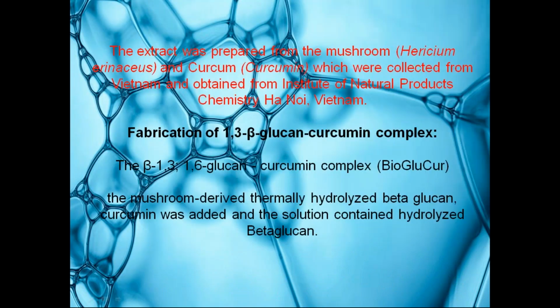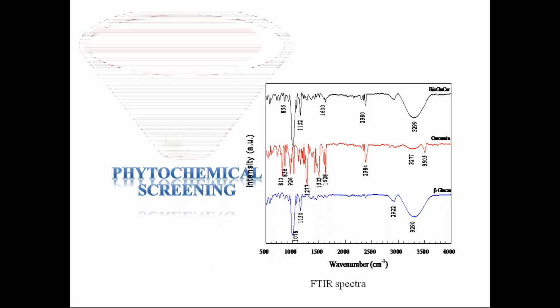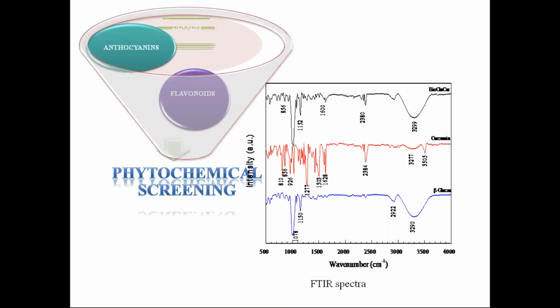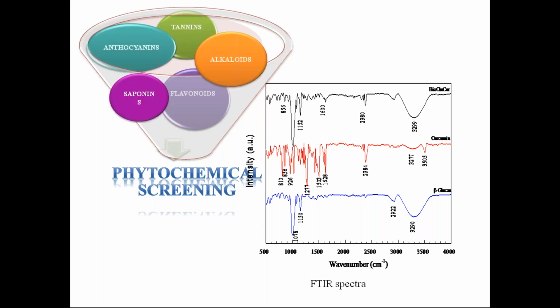This is the complex, 1,3-beta-glucan curcumin. This is the mix of mushroom and curcumin, and we try to treat this problem. I remind you that we recently published a paper on this subject. The first parameters are very simple. It's about the phytochemistry of these 2 plants, medicinal mushroom and curcumin, and we analyze them by FTIR and HPLC.